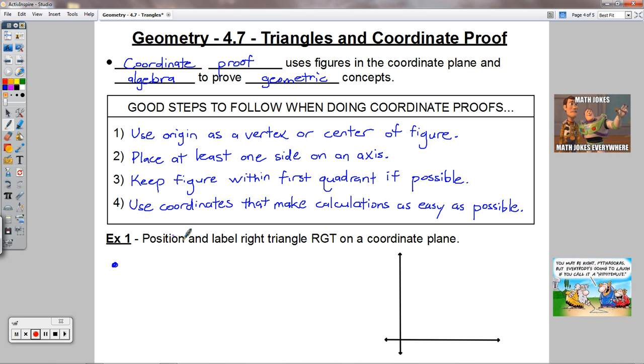So example one, position and label right triangle RGT on a coordinate plane. I am going to write down my thought process over here, and I'm going to place it as I go. Since it's a right triangle, I'm going to place the right angle at the origin. I think that makes the most sense. And it's right triangle RGT, so one of my coordinates would be R. This is R at 0, 0.